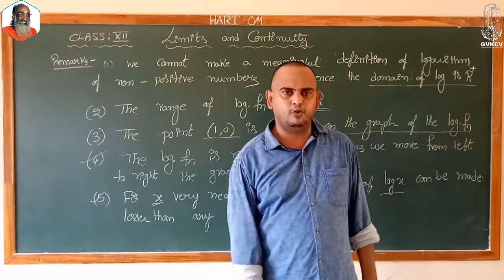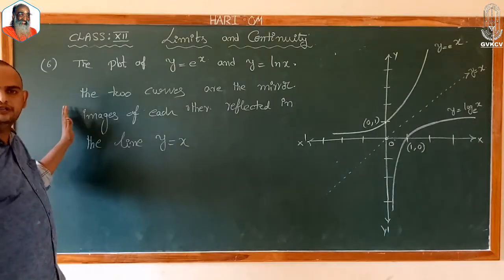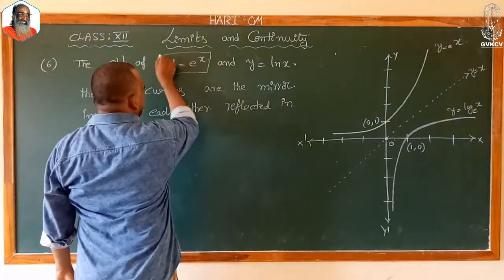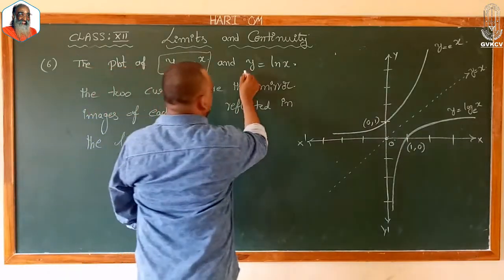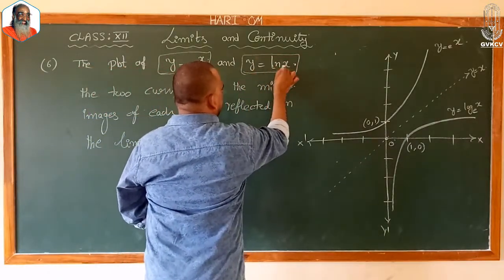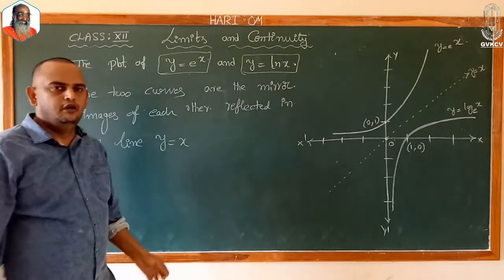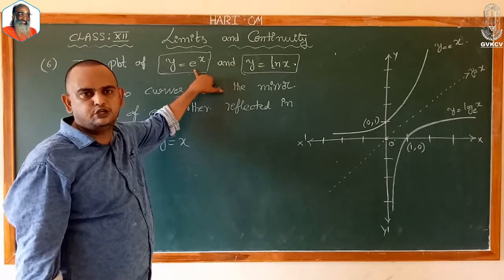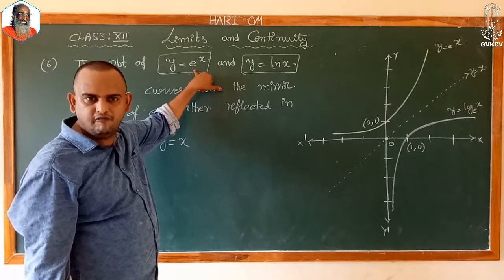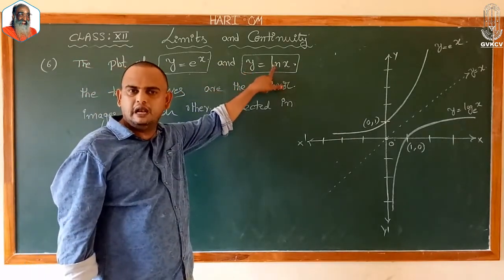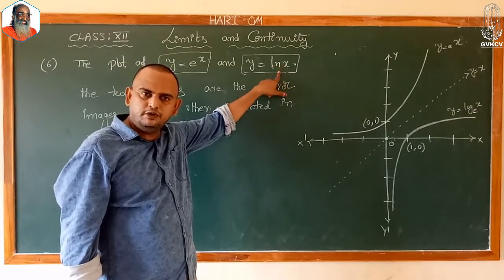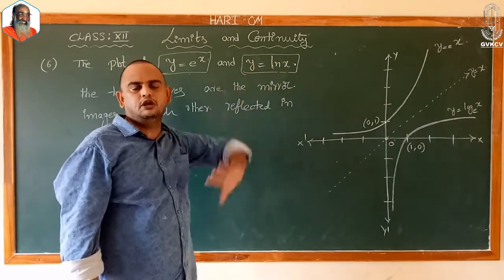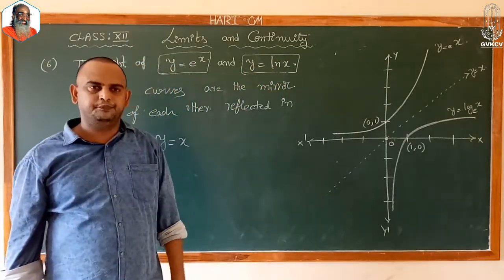And we have one more important point. The plot of y is equal to e power x, the exponential function, and y is equal to ln of x, this logarithmic function. When we observe the graph of these two, here e power x means natural exponential function. Here ln of x means natural logarithmic function. Both are natural because the base we have is e.